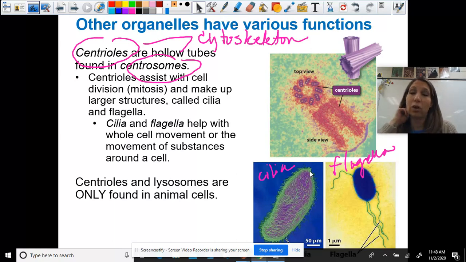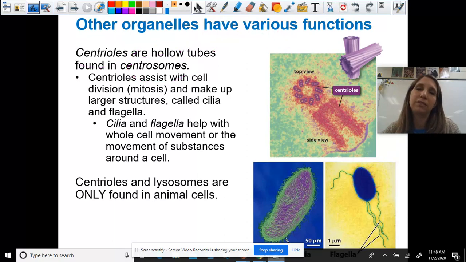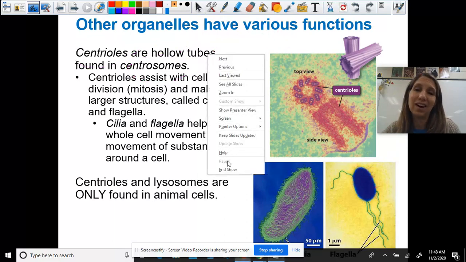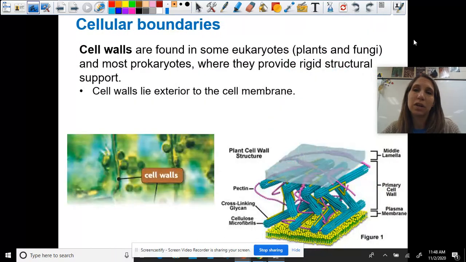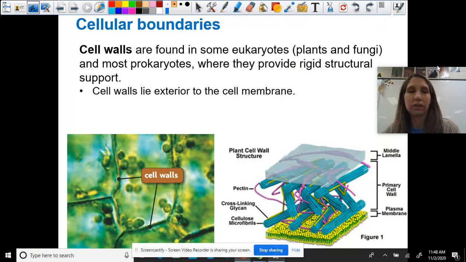Centrioles and lysosomes are only found in animals. Just like we saw, chloroplasts are only found in plants. So these are both eukaryotic specifically, but they are only, in this case, for centrioles and lysosomes, only found in animals. Now, there's one additional organelle that's found specifically in plants and not in animals, and that is our last organelle here for the day. Not the last slide. We still got to talk about the membrane, but our last true organelle.